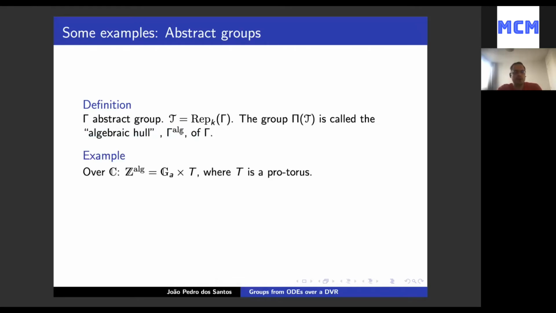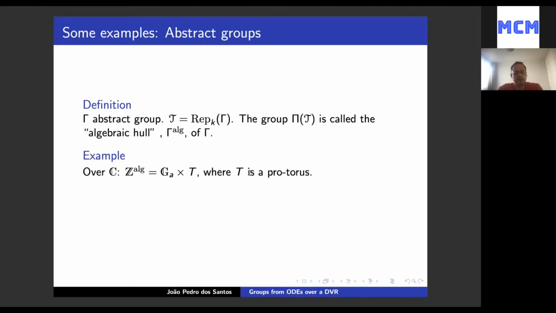The example I can offer you is that over C, the algebraic hull of the integers is just one copy of the additive group times a pro-torus. And the pro-torus is really just a torus with a huge character group given by C star. So this is the algebraic hull.